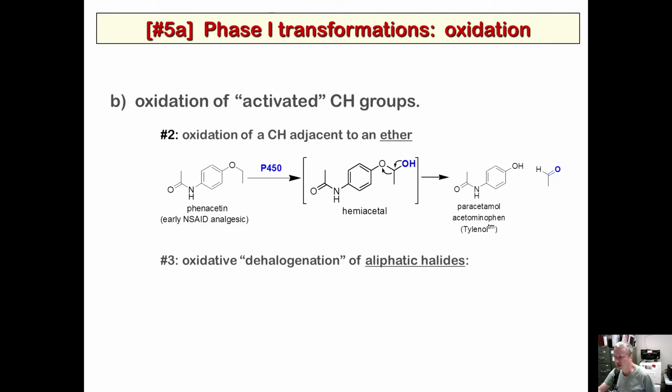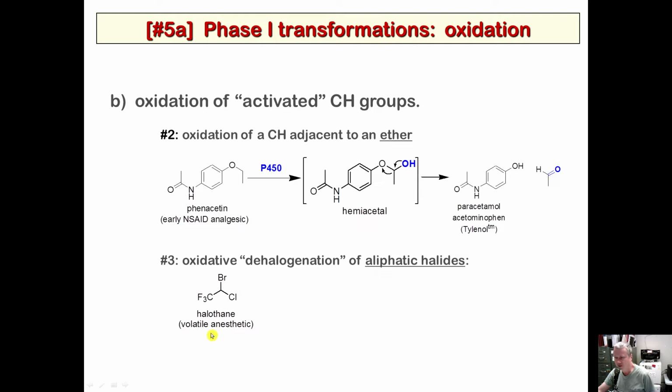Oxidative dehalogenation of an aliphatic halide. Sounds scary. Dehalogenation kind of means loss of halogen, right? And an aliphatic halide maybe means a molecule with a halogen in it. So this is a metabolic process for molecules with halogens in them.